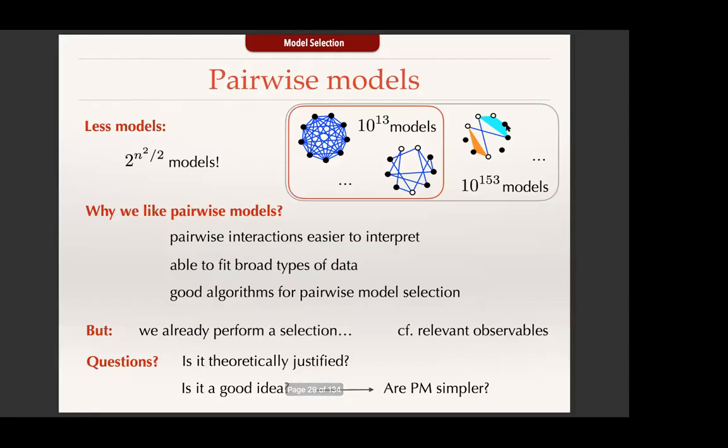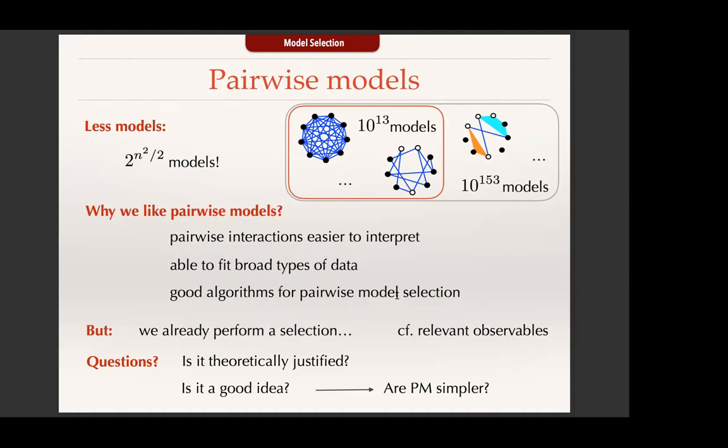That's one of the reasons why most people use pairwise models. There are several reasons. We saw earlier that pairwise interactions are easier to interpret. They also seem to fit data quite well, and the problem is simpler. There are fewer models: you have only 2 to the n squared. And there are good algorithms to perform model selection. You now have plenty of algorithms to perform model selection among pairwise models.